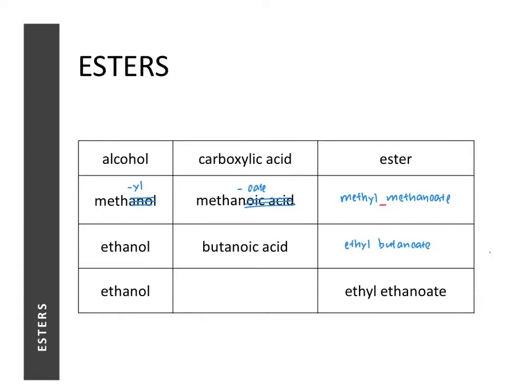And next, given the name of an ester, we are supposed to predict the carboxylic acid that's used. Remember, the acid comes in the later part of the name. So we need to work backwards. What acid can give you ethanoate? And the answer is your ethanoic acid.